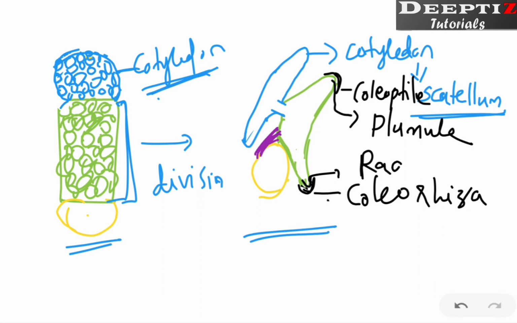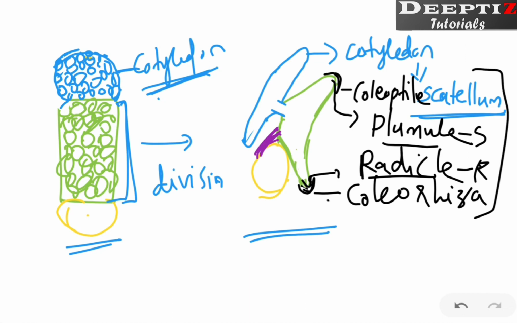Hope you got an idea now. What is radicle and what is plumule we know, right? Plumule is going to become future shoot, radicle is going to become future root. So we can say that this entire structure is the embryo, right? This embryo consists of radicle and plumule. Radicle is covered by a layer called coleorhiza. Plumule is covered by a layer we call coleoptile.